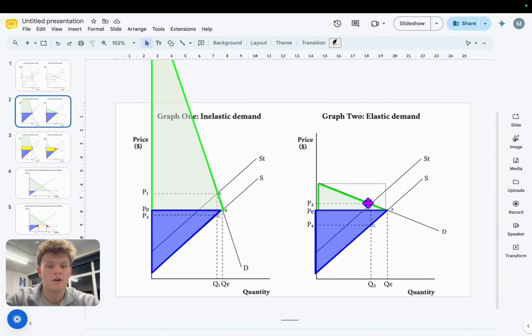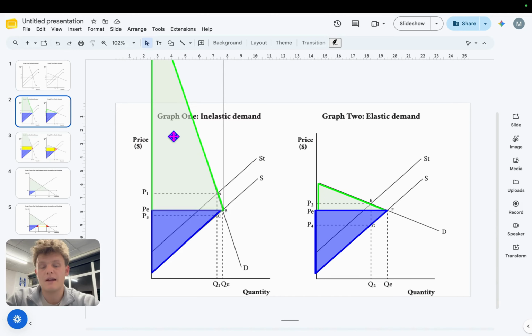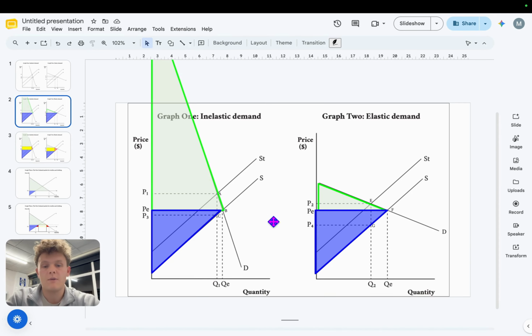You'll just notice that the consumer surplus triangle is a lot smaller because at these early values, the amount they're willing to pay is much less in the elastic demand as the inelastic demand. So this triangle is much smaller and the producer surplus is the exact same.